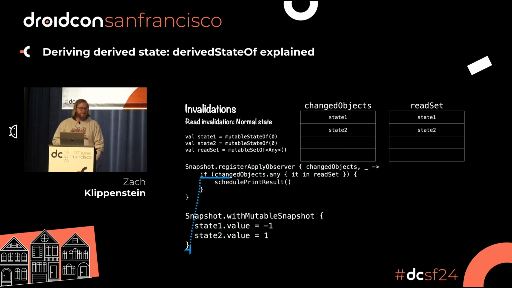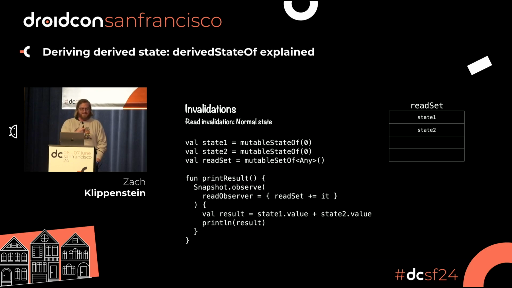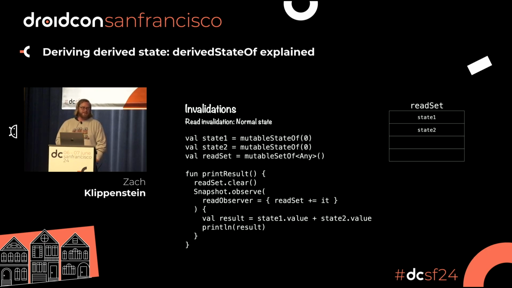Then when we leave the with mutable snapshot block here, we're going to apply the snapshot, which is going to call the apply observer. And we're going to run this little logic, which is going to check to see if there's a match. And there is. So that means we need to invalidate. So we're going to schedule print results to run again. And at some point in the future, or maybe immediately in this case, we're going to call print result. We forgot one line here. We have to clear the read set because we're about to add to it again.